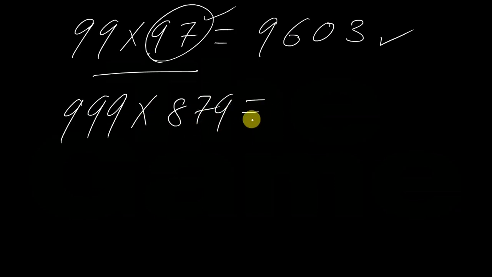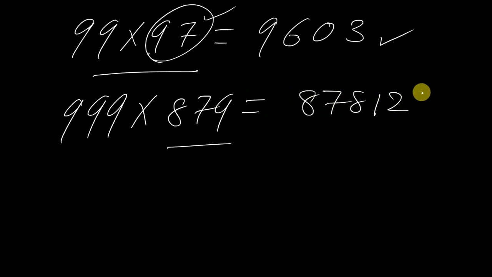What if I ask you 999 into 879? What will be your answer? And how much time are you going to take? If you are asking me this question, then I will just write the answer like this and my answer is ready. I have not pre-calculated it. I am doing it at this moment. You can also do all these things.